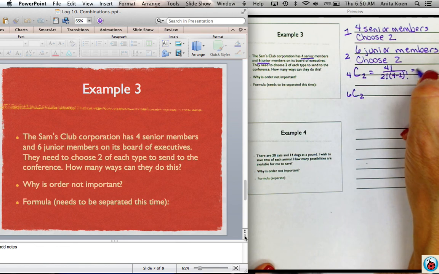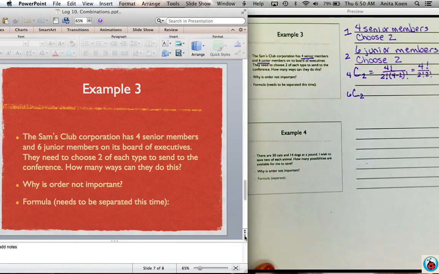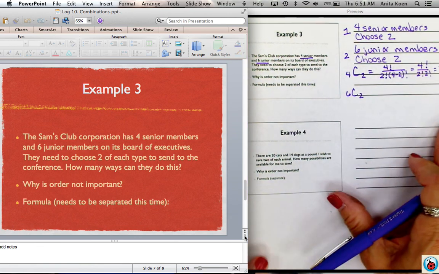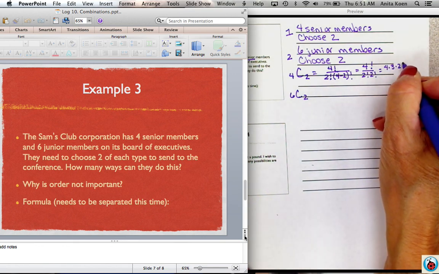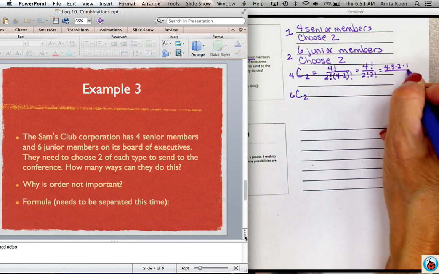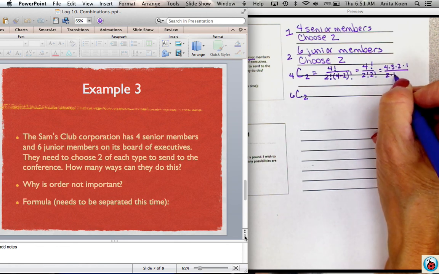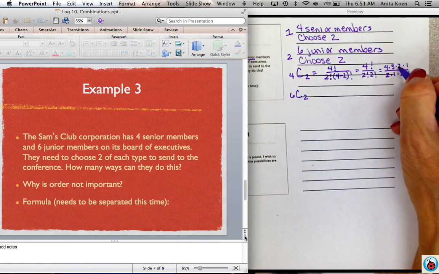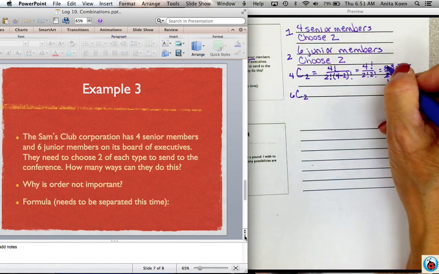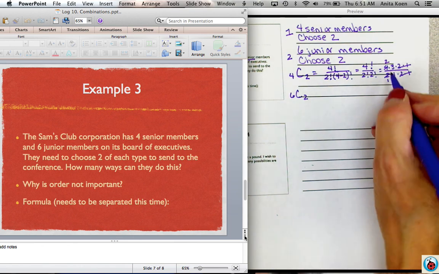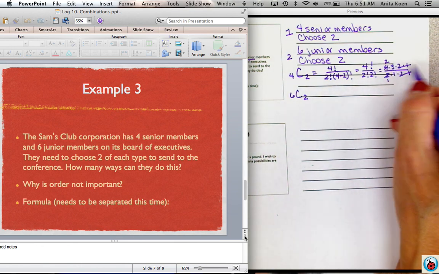So that's 4 factorial over 2 factorial, 2 factorial, because 4 minus 2 is 2. So that gives me 4 times 3 times 2 times 1, and I could have stopped right there. 2 times 1, 2 times 1. This 2 cancels with that 2, and this 2 will go into 2 once and into 4 twice. So I have 2 times 3 on the top, which is 6.